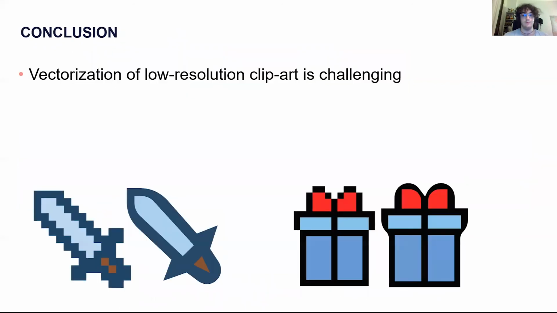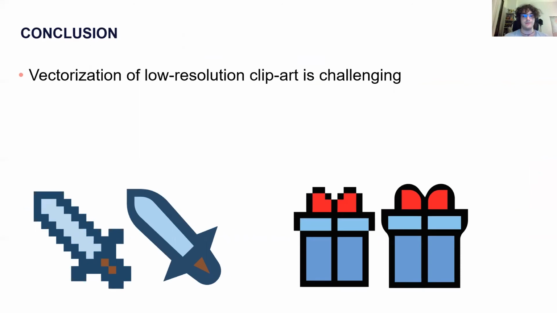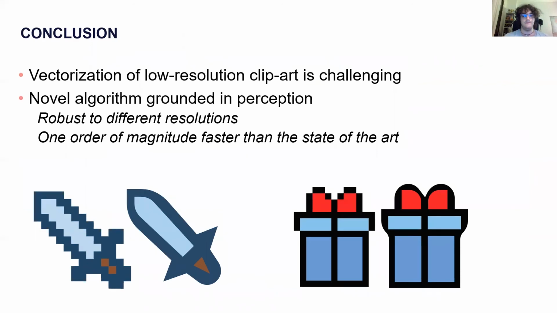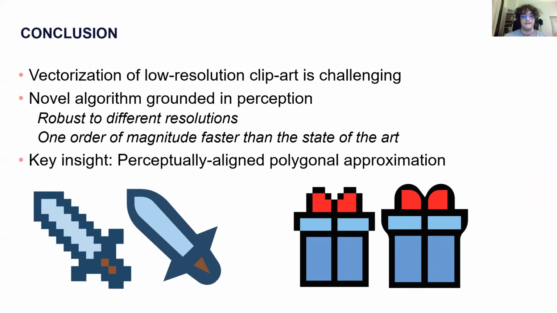To conclude, we presented PolyFit, a new method for vectorizing ClipArt, a challenging type of input for existing vectorization methods. PolyFit performs particularly well on low-resolution data and is an order of magnitude faster than the state-of-the-art. Our key insight is to obtain an intermediate polygonal approximation aligned with human perception and leverage it to facilitate the final vectorization.